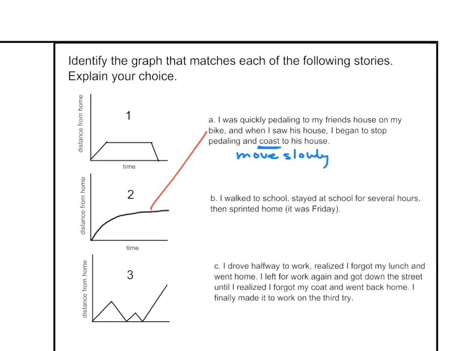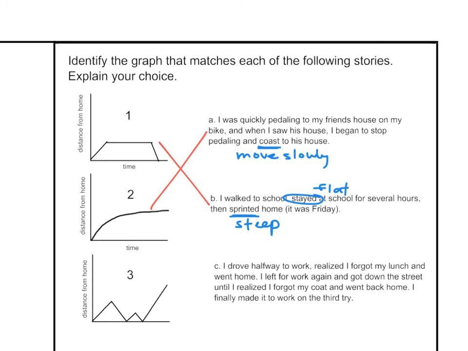Okay. Next story, I walked to school, stayed at school for several hours, and then sprinted home because it was Friday. So remember, sprinted means that it should be a steep line. And if we see stayed, that should be a, what kind of line? Flat. Okay.